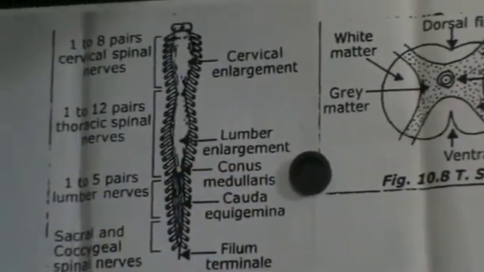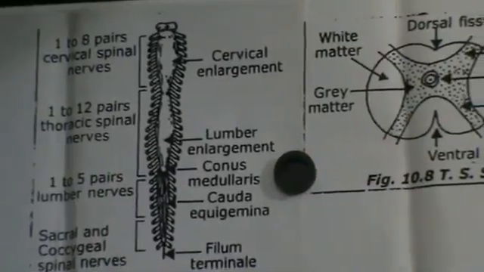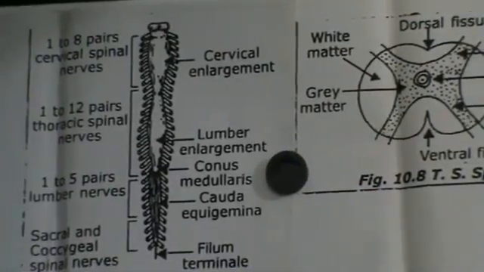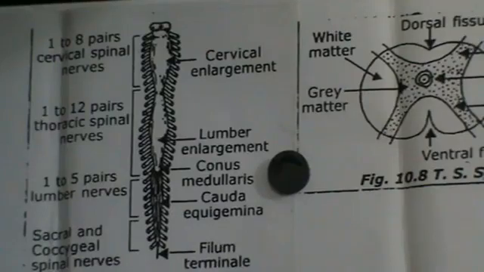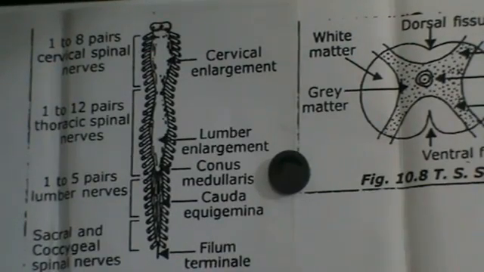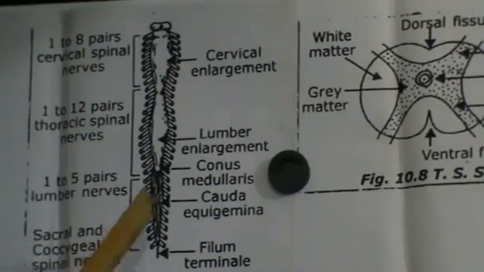The conus medullaris is the terminal end of the spinal cord, and after that you have only meninges continuing from the first lumbar vertebra to the coccyx, and this is the terminal end which is called the filum terminale. These are the sacral and the coccygeal spinal nerves, right? So that's your entire structure of spinal cord.